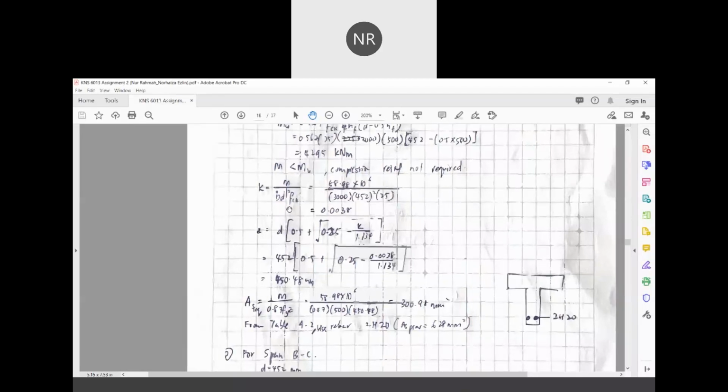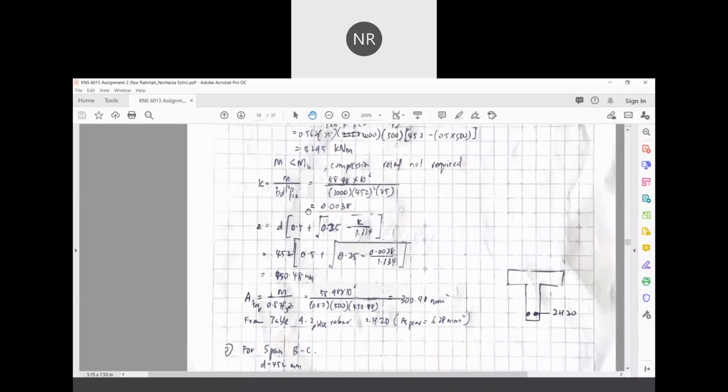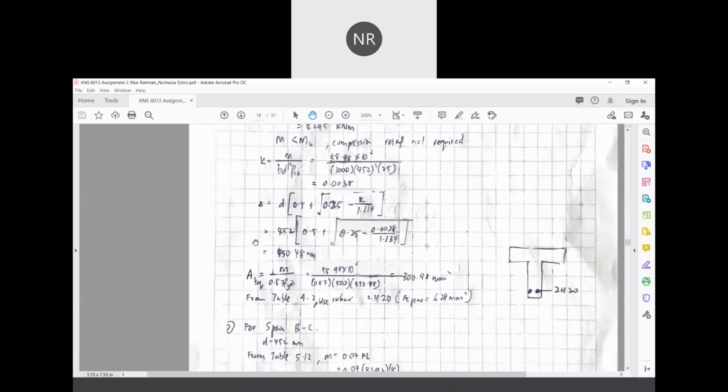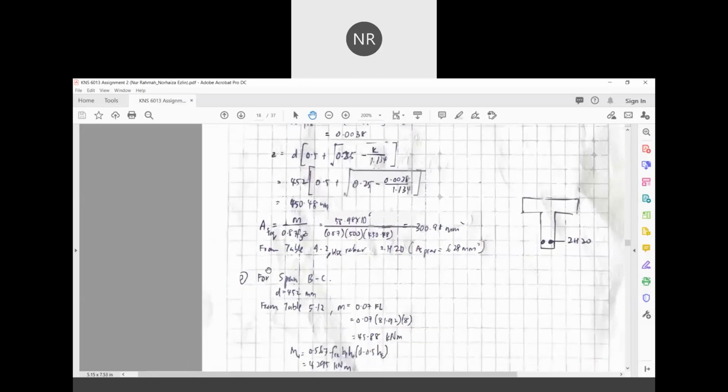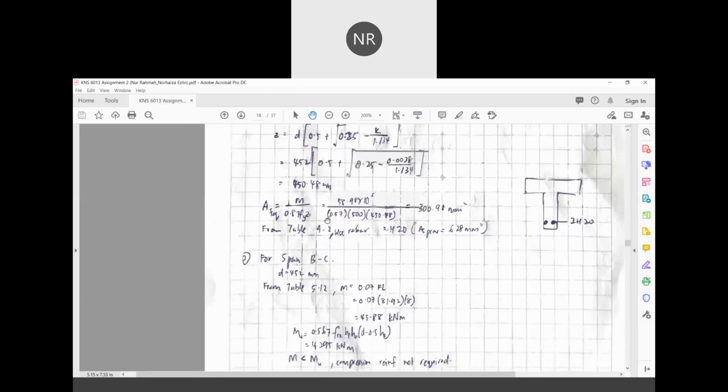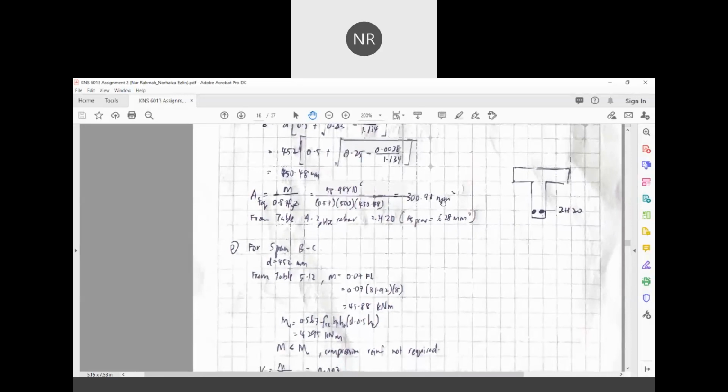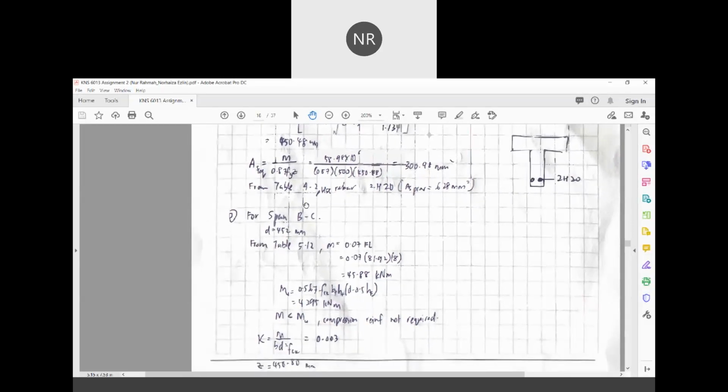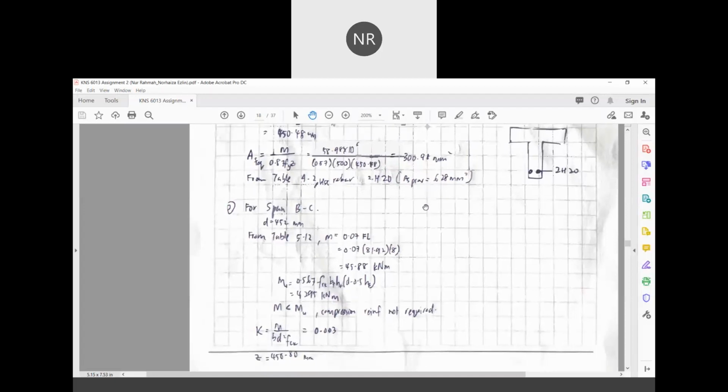Next we have to get the value of stiffness K, which is equal to 0.0038, and the value of lever arm z is equal to 450.48. Then we can find the value of As required, the area required, which is equal to 300.98 millimeter square. And then from table A.2 in Eurocode, we can get the rebar details as 2H20, which gives the area provided as 628 millimeter square.